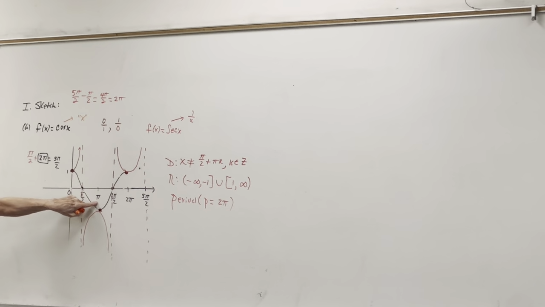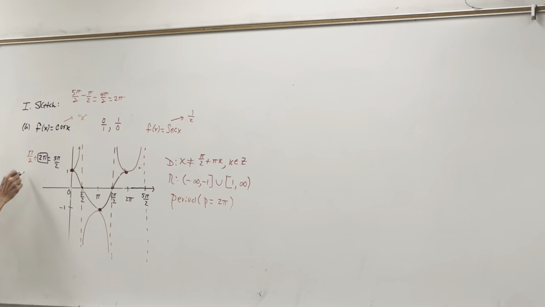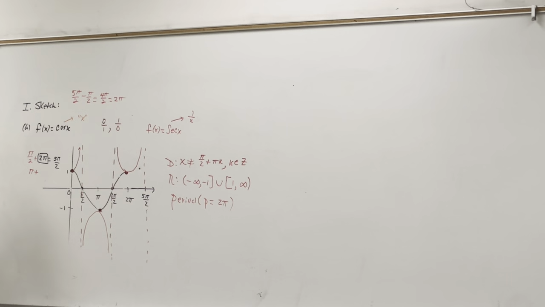At pi, it's down at -1. When should that happen again? My period says it should happen after I travel. This is pi now, guys. Pi in the red, right here. And I'm going to add to it that period number, 2 pi. And of course, we end up with 3 pi.